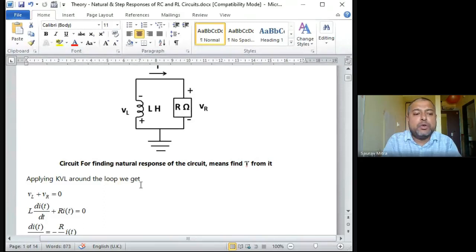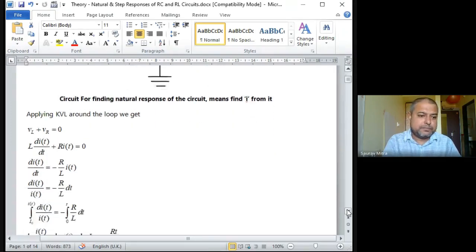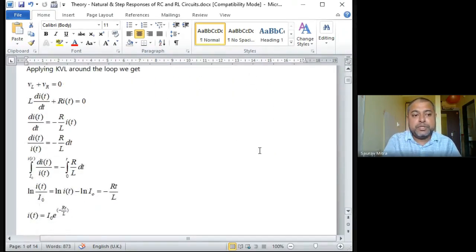Applying KVL around the loop, we get VL plus VR is equal to 0. So this is a loop, and this is VL and this is VR. We can find that in a total loop, the net voltage across all the components is equal to 0. So VL plus VR is equal to 0. This is the starting point. We are not going to ask you this proof in the exam, but to know it is very important.